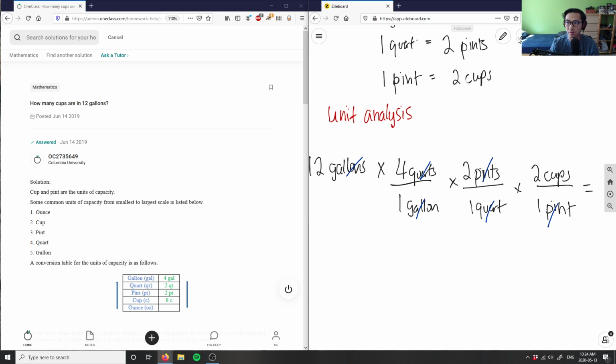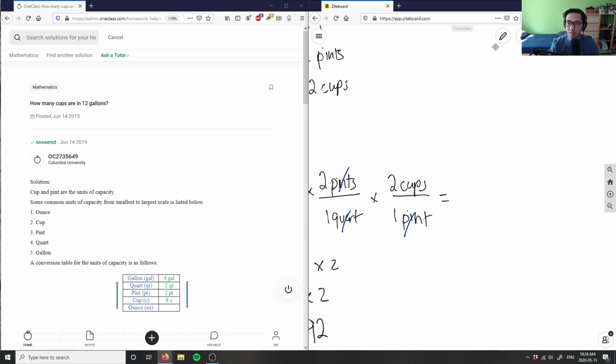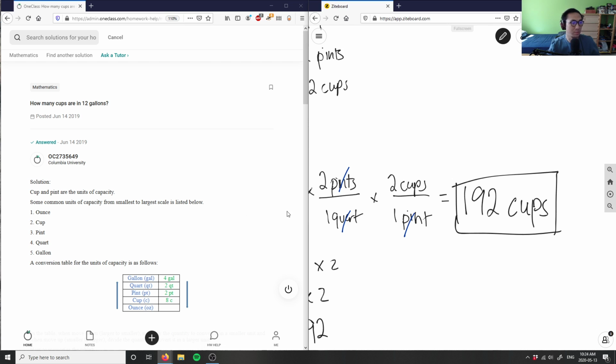Again, if you're not given a calculator, what you could do is 12 times 4 here is 48, times 2 times 2. 48 times 2 here is 96, times 2. And then 96 times 2 is 192 here. So it depends on if you have a calculator or not. But this is going to give us 192 cups, and this is our answer for this problem here.